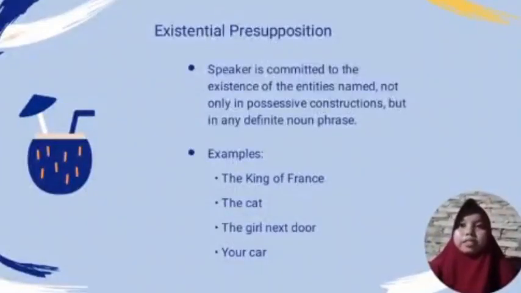Okay, the first type of presupposition is existential presupposition. It means that the speaker is committed to the existence of the entities named, not only in possessive constructions but in any definite noun phrase. Examples: the king of France, the cat, the girl next door, your car.